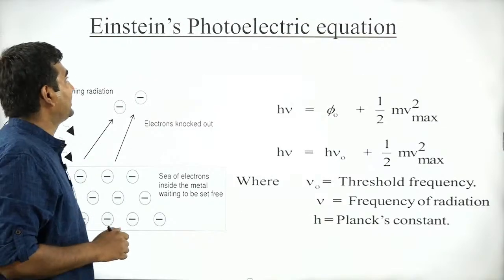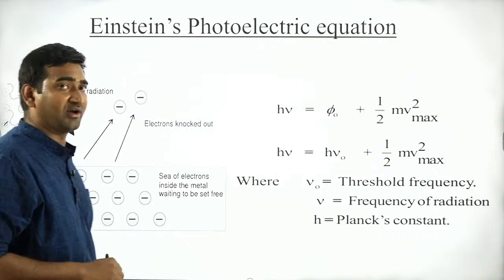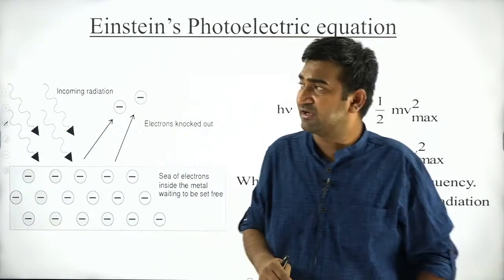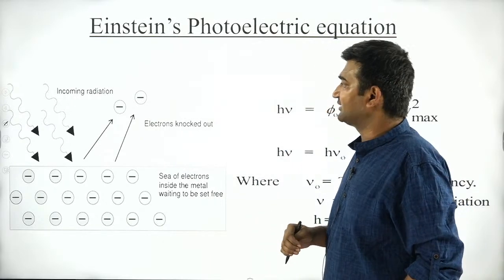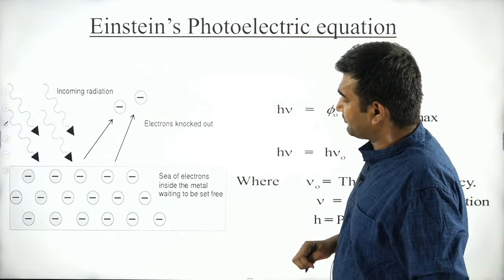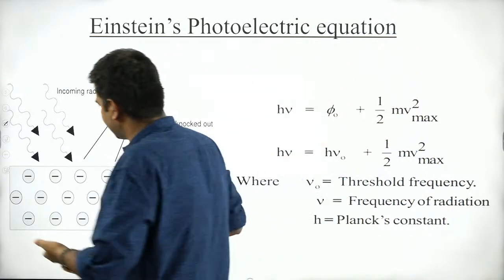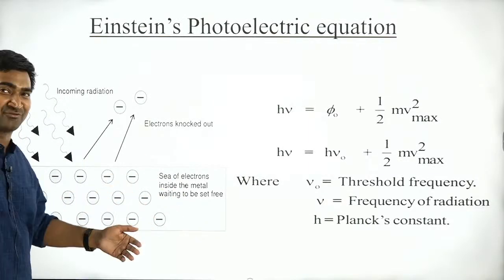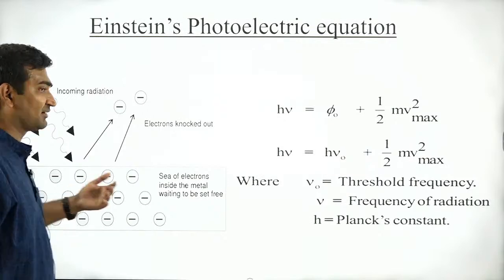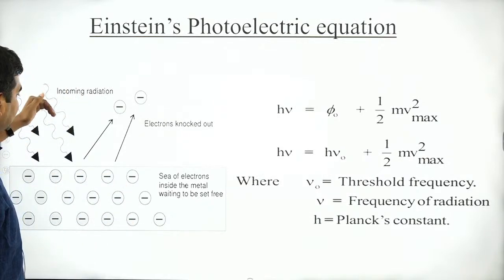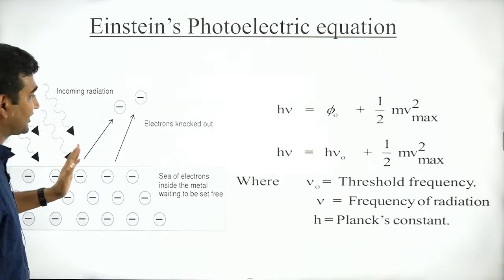Then this is Einstein's photoelectric equation. With the help of this equation, we will be deriving or solving the questions of our chapter. Now, here again, same diagram, same stuff again and again. This is the sea of electrons inside the metal waiting to be set free, so that it may become a stable system. So light of particular radiation is coming, incoming radiation, and electrons are knocked out.